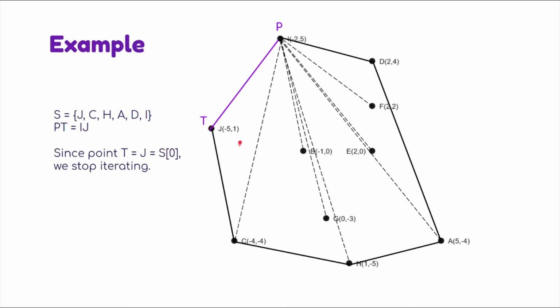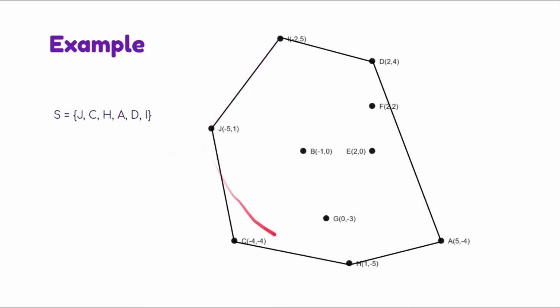So we stop iterating. And we have this result of a convex hull that grabs every point in the set, and the set of the vertices of this convex hull.